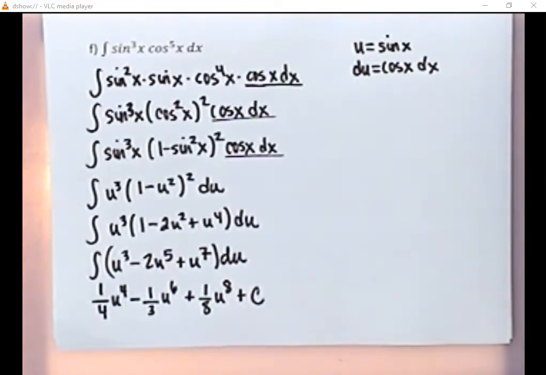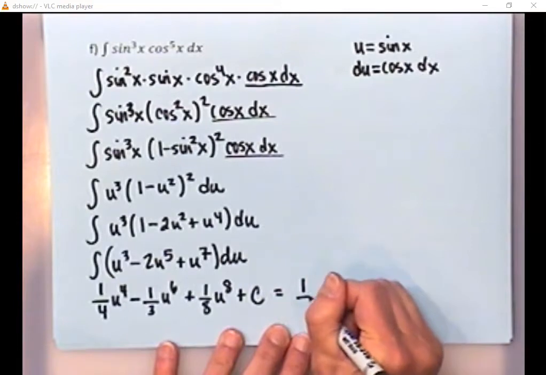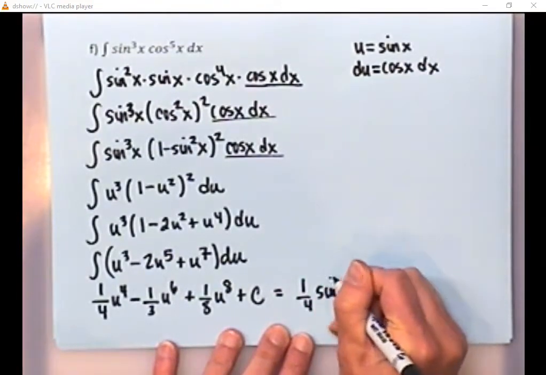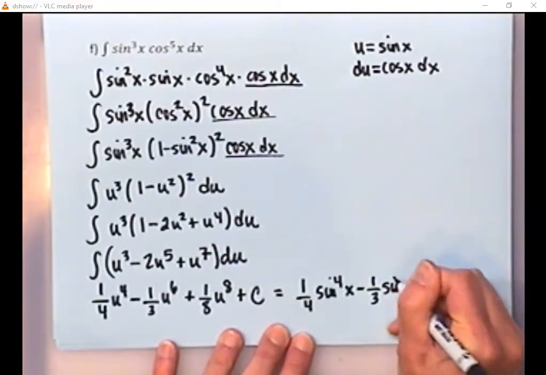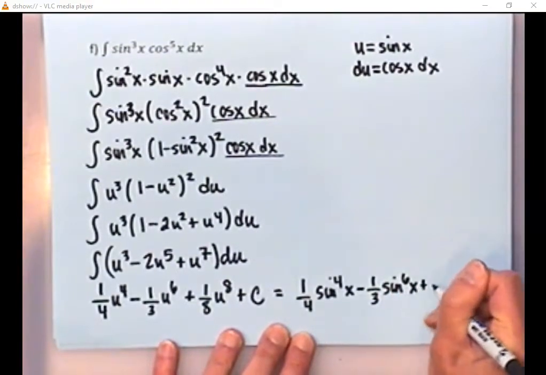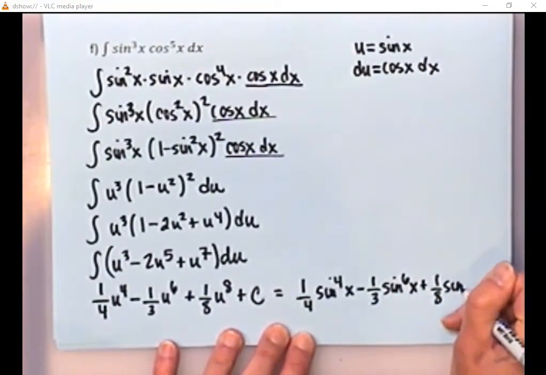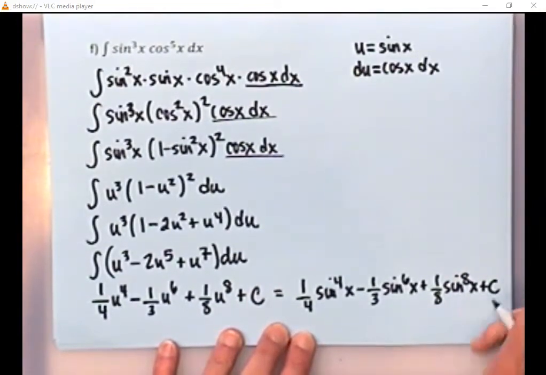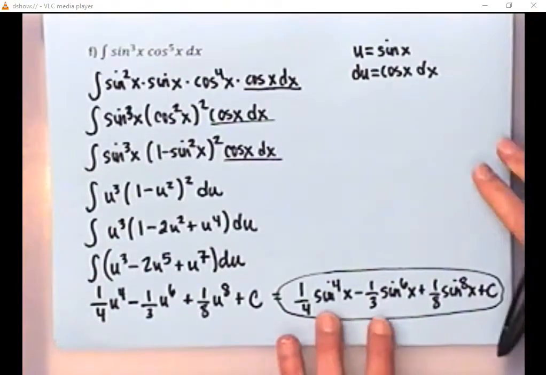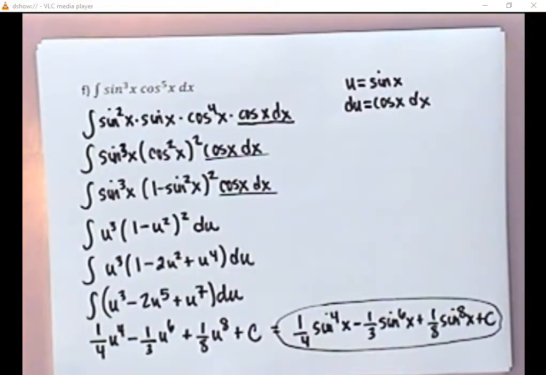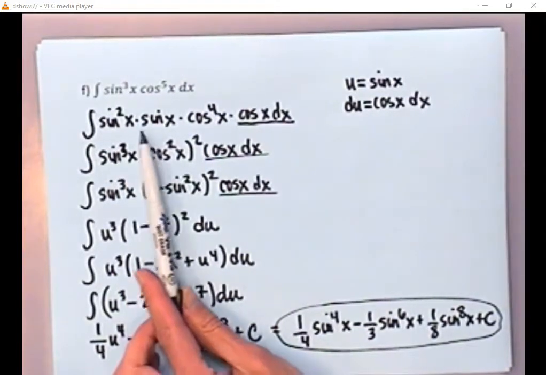Jonathan, anything else I need to do here? Put the sine back in. So 1/4 sine to the 4th x, minus 1/3 sine to the 6th x, plus 1/8 sine to the 8th x, and your plus c. Okay. So yeah, that's what we end up with here. So when it's an odd power, here we separate one out.